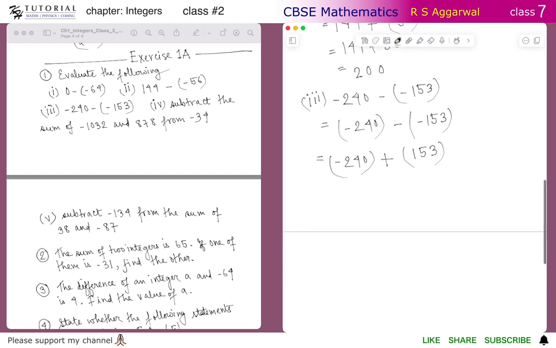So now this becomes the addition of a negative number and a positive number, and based on the rules of addition of two integers of unlike sign, we can say that this will be 240 minus 53, and the sign will be negative because the numerical value of minus 240 is greater than the numerical value of 53. So how much is this? This is 187.